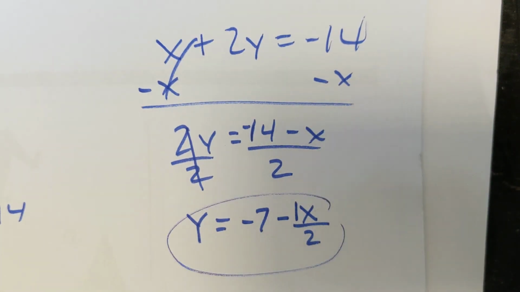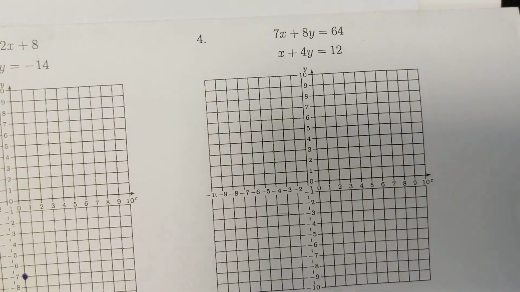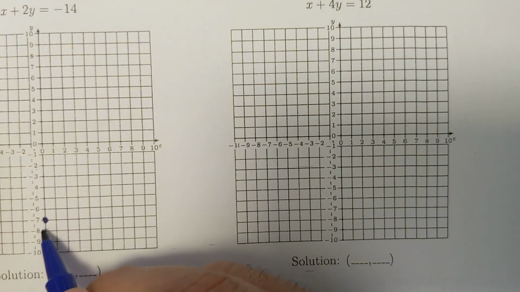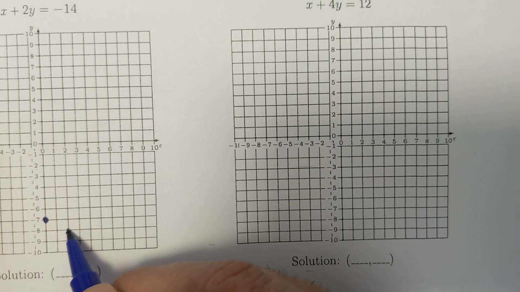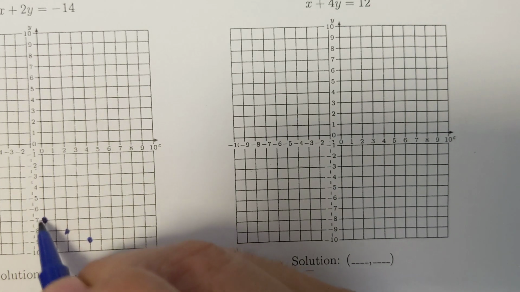So here's our slope-intercept equation. Y-intercept of negative 7, which has already been graphed. And our slope is rise negative 1, run positive 2. So here I'm going to rise negative 1, run positive 2. Rise negative 1, run positive 2. I'm going to run out of space here, so I'm going to continue the pattern in the other direction.